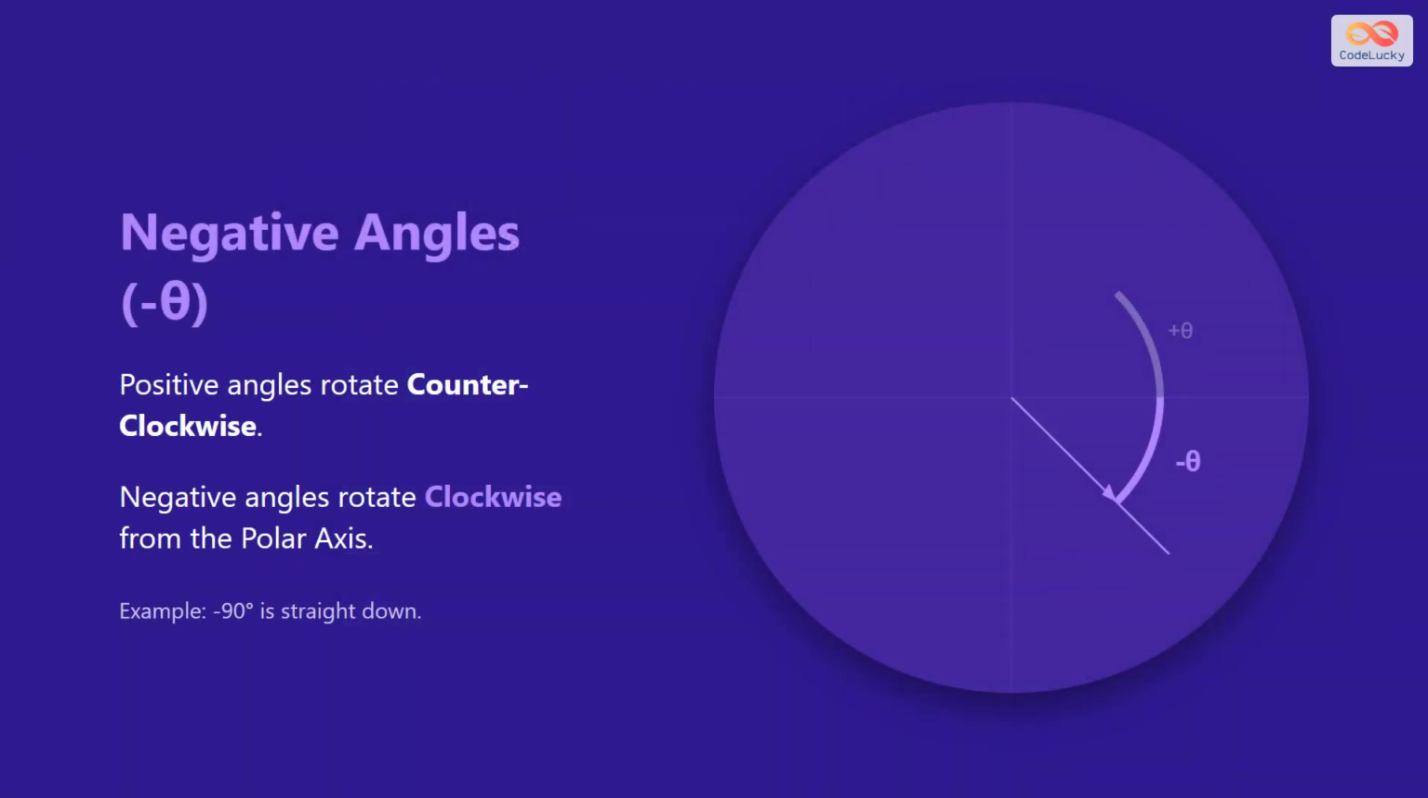Similarly, we can have negative angles. While positive angles rotate counterclockwise, negative angles rotate clockwise from the polar axis. For example, negative 90 degrees points straight down.